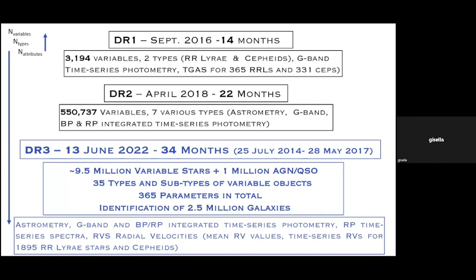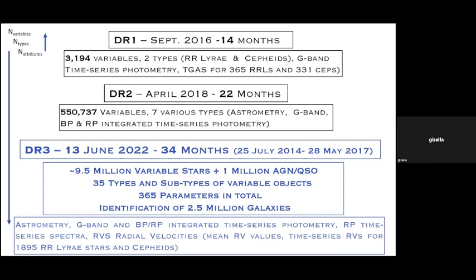There have been three intermediate data releases, and the number of variables, the number of types, and the number of attributes from DR1 in 2016 to DR3, which just occurred in June 2022, has been increasing. Not only in the number, but also the characterization of different types and the number of attributes produced for these different types. DR3 is based on 34 months of observations. DR4, currently scheduled for the end of 2025, will be based on 60 months.